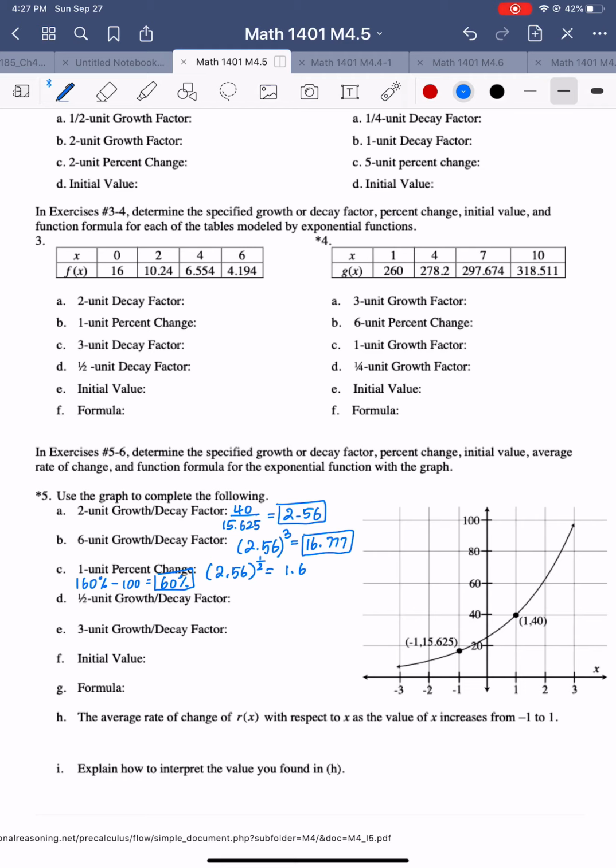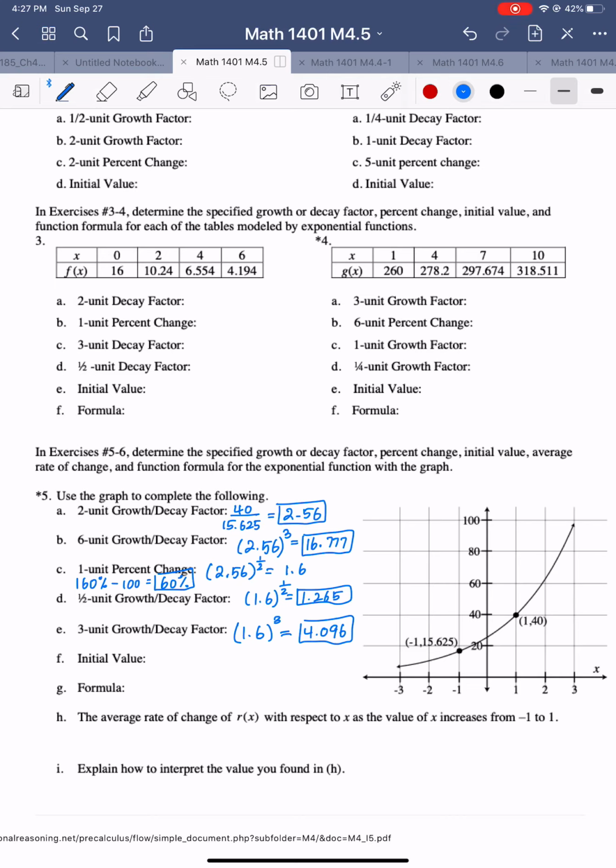And the half unit growth factor: when you have the 1 unit growth factor, I'm going to make half of it, so to the power of 1 over 2, which becomes 1.265. And then do you think we can find the 3 unit growth factor? Yes, I can use the 1 unit growth factor, which is 1.6. So 1.6, then I cube it to get the 3 unit growth factor, which is 4.096.